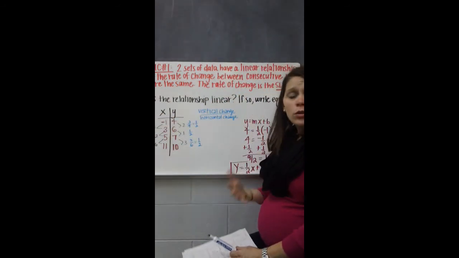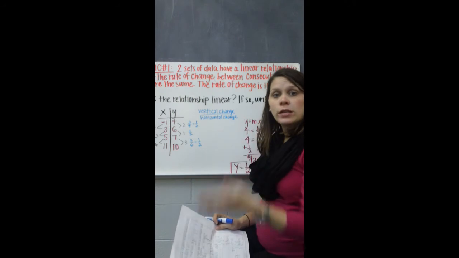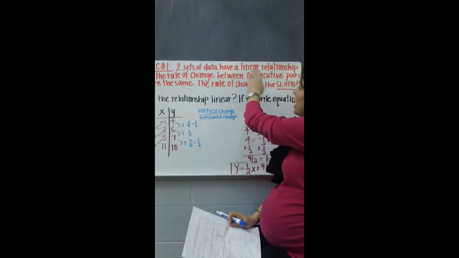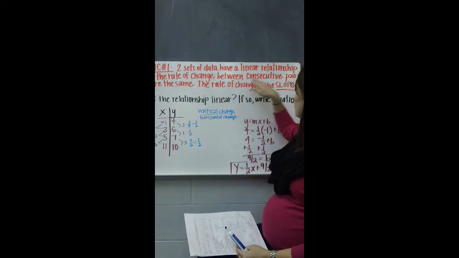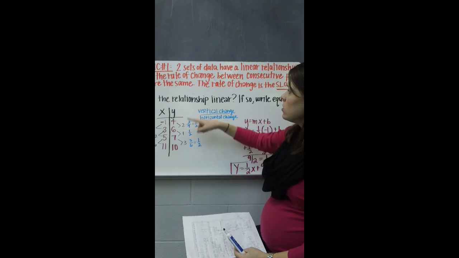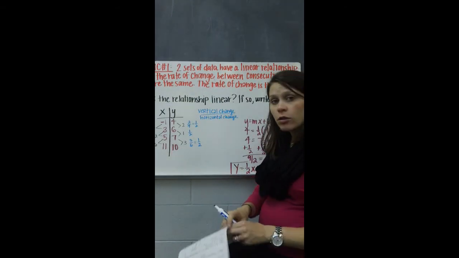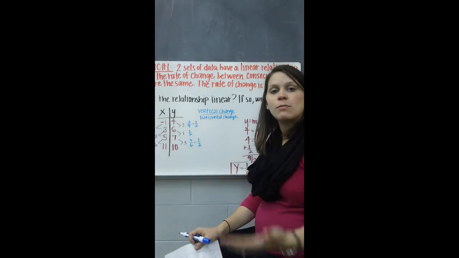We can also use points in slope-intercept form to determine if the actual graph is going to be linear, a straight line. Rule number 1 says two sets of data have a linear relationship if the rate of change between the consecutive pairs is the same. The rate of change is your slope. So if we find all the rates of change, they should be the same. If so, it would be linear because they have the same slope.